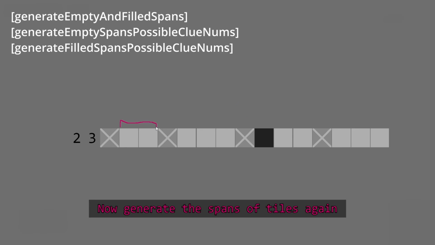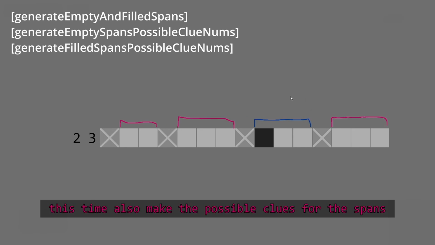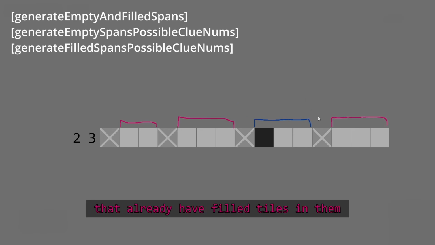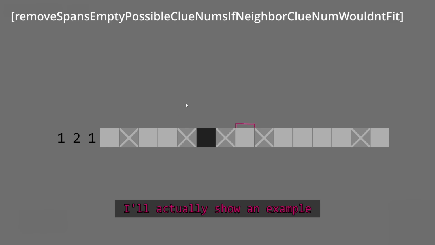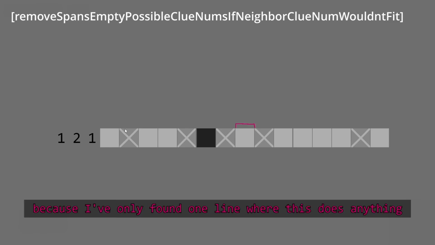Now generate the span of tiles again. This time also make the possible clues for the spans that already have field tiles in them. Then remove possible clues from the spans that don't have field tiles if their neighboring clues couldn't fit anywhere. For this one I'll actually show an example, because I've only found one line where this does anything.